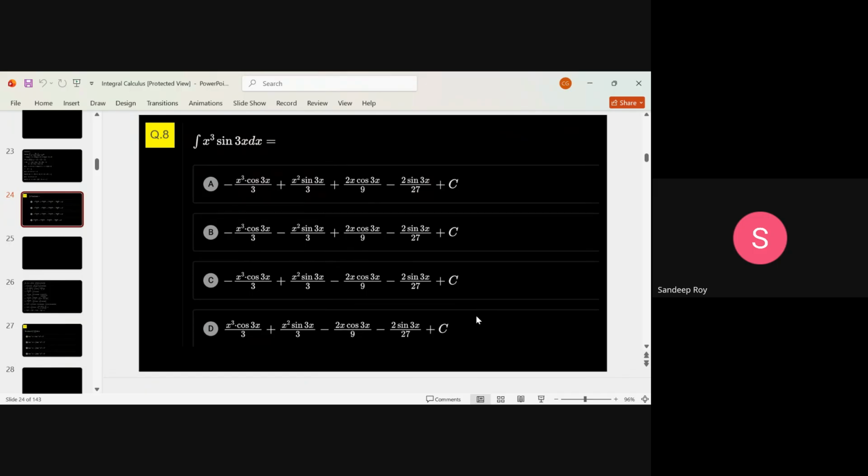So you apply, assuming the first function as x cube and the second function as sine 3x. This will be a bit lengthy question, but by parts directly you have to apply. Okay, so option A is correct. So any doubt over here? Do I need to solve? It's a lengthy question and a simple one. So just by parts, if you apply, you'll get the answer.